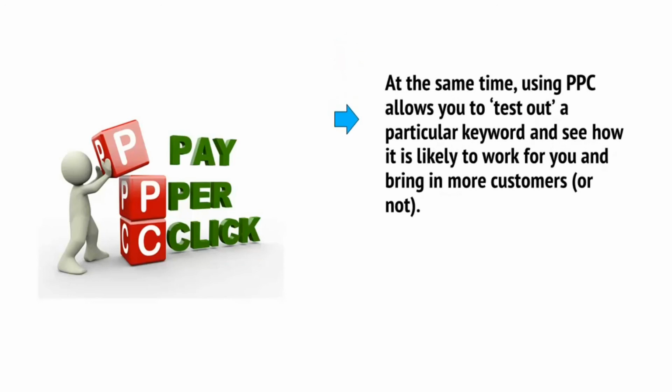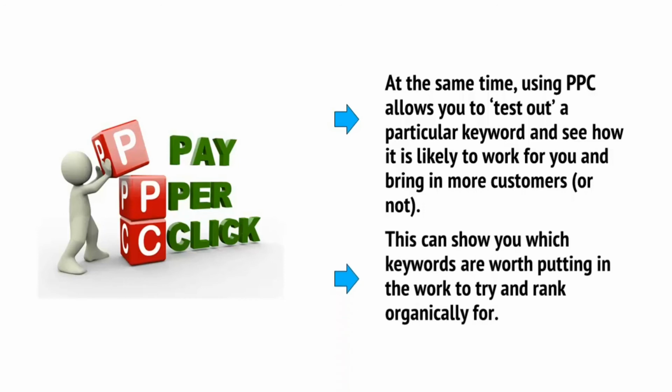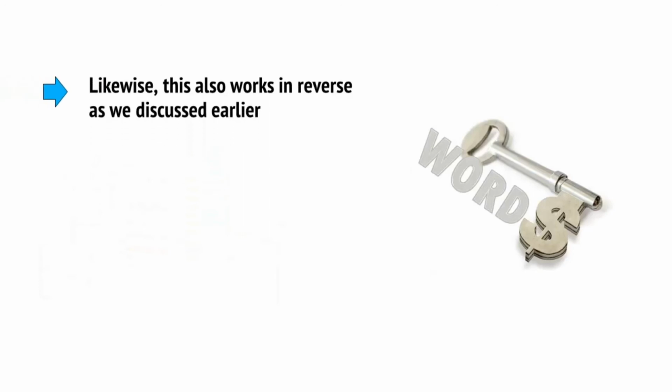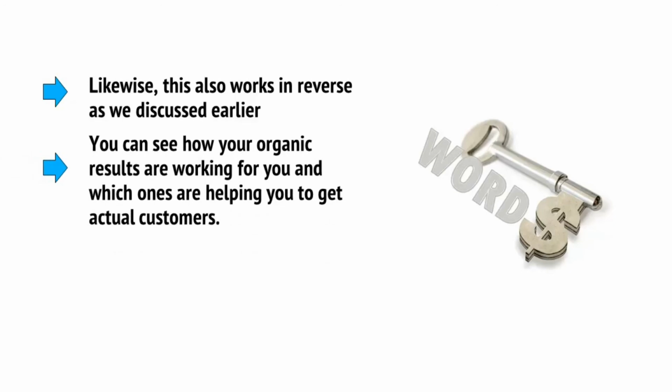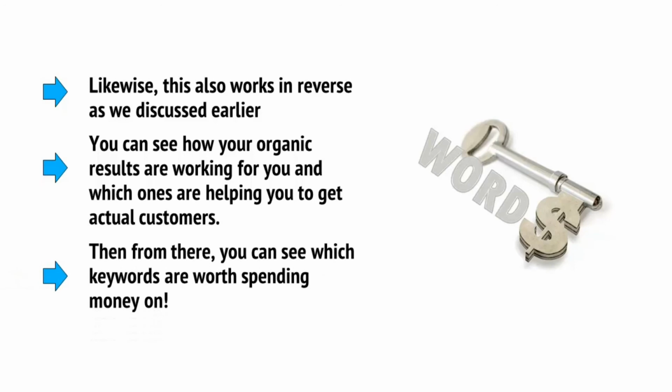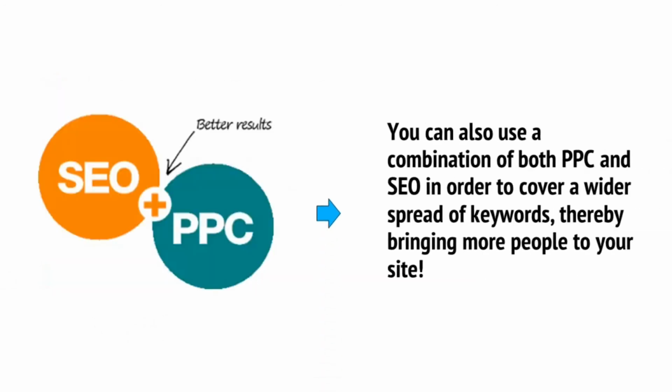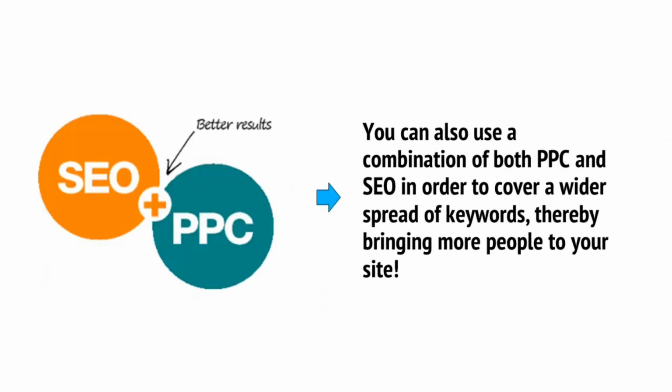At the same time, using PPC allows you to test out a particular keyword and see how it's likely to work for you and bring in more customers, or not. This can show you which keywords are worth putting in the work to try and rank organically for. Likewise, this also works in reverse, as we discussed earlier. You can see how your organic results are working for you and which ones are helping you to get actual customers. From there, you can see which keywords are worth spending money on. You can also use a combination of both PPC and SEO in order to cover a wider spread of keywords, thereby bringing more people to your site.